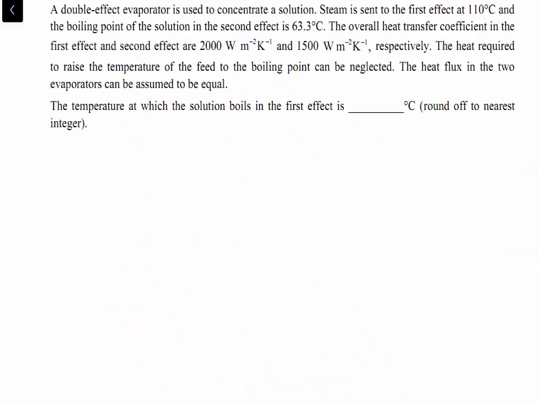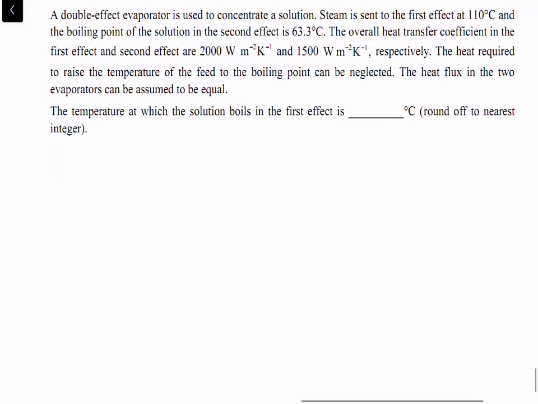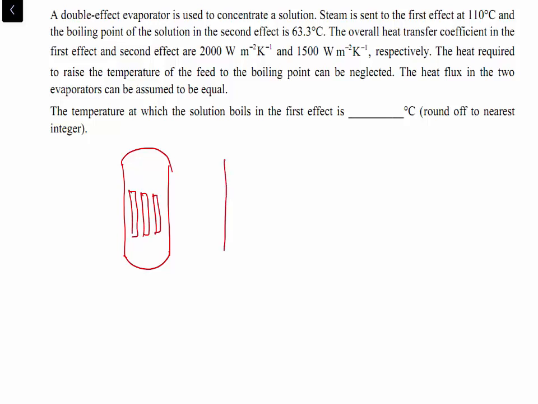Basically evaporators are one type of heat exchanger. Here you can see that a double effect evaporator is used. So first we will draw the evaporator like this. Two evaporators are there. Why do we use two effect evaporators? We know that it is to improve the economy.